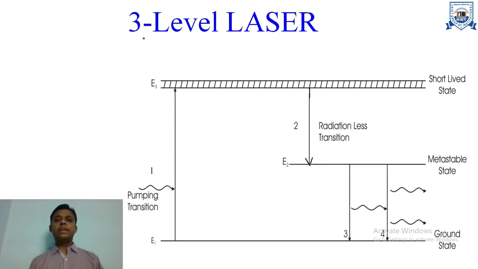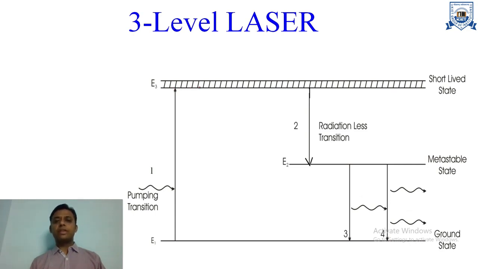Now 3 level lasers. This is the energy level diagram of a 3 level laser. There are energies E1, E2 and E3. E1 is the energy of the ground state, E2 is the energy of the metastable state, and E3 is the energy of the excited state. As we know, initially the majority of atoms are in the ground state. So by the pumping transition they go from E1 to E3. So it is known as the pumping transition.